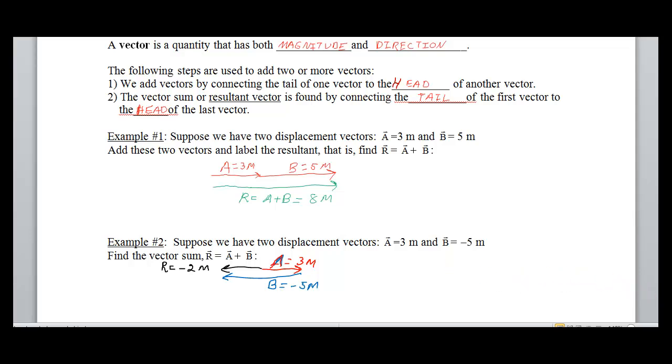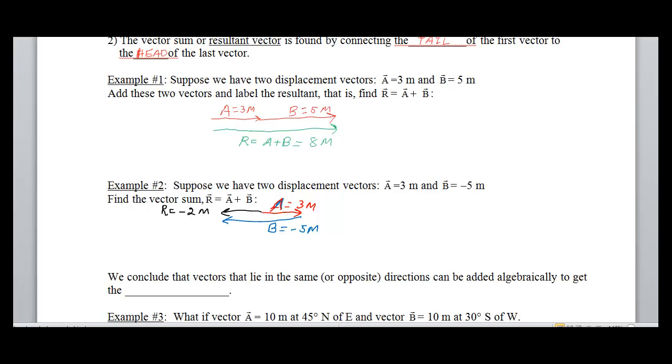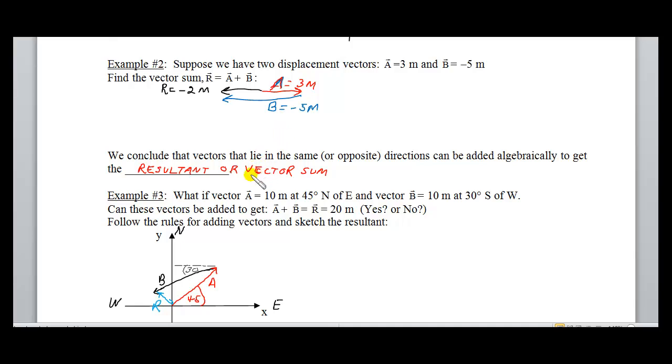From this, we can draw some conclusions. We conclude that vectors lying in the same or opposite directions can be added algebraically to get, well, to get what? Well, to get the resultant or vector sum. So fill in that blank right in here after you push the pause button. So we conclude that vectors that lie in the same or opposite directions can be added algebraically to get the resultant or vector sum. That's what we did in the previous two examples. We simply added them up algebraically to get my final resultant vector.